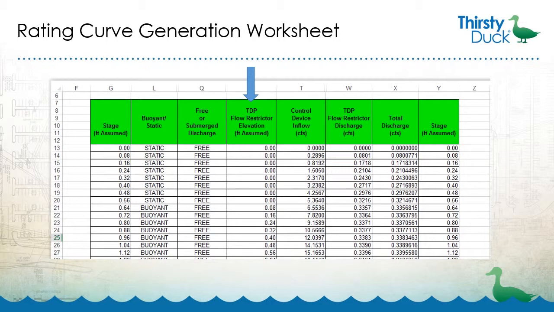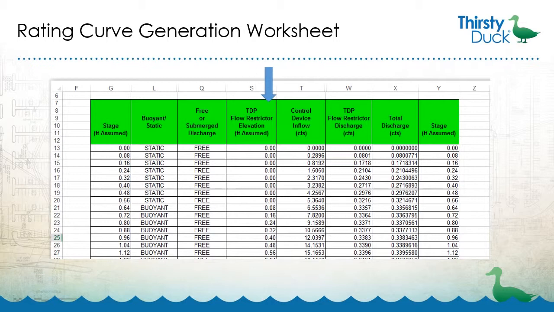The TDP flow restrictor elevation column indicates the elevation of Thirsty Duck's flow restrictor. The values in this column account for initial elevation below the control device in a Case B installation, changes in water surface elevation, or stage, and the slight increase in the depth of flotation resulting from forces developed in the bellows as Thirsty Duck rises.